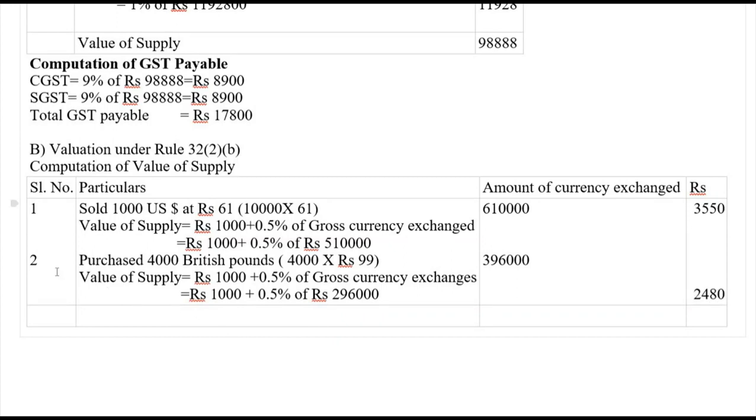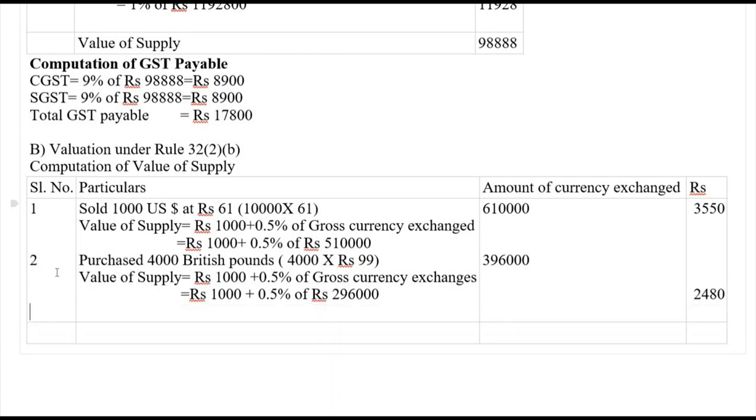$2,480. Then the third one, purchased 3,000 euros at rupees 70 per euro. So when we multiply 3,000 by rupees 70, we get rupees 2,10,000.